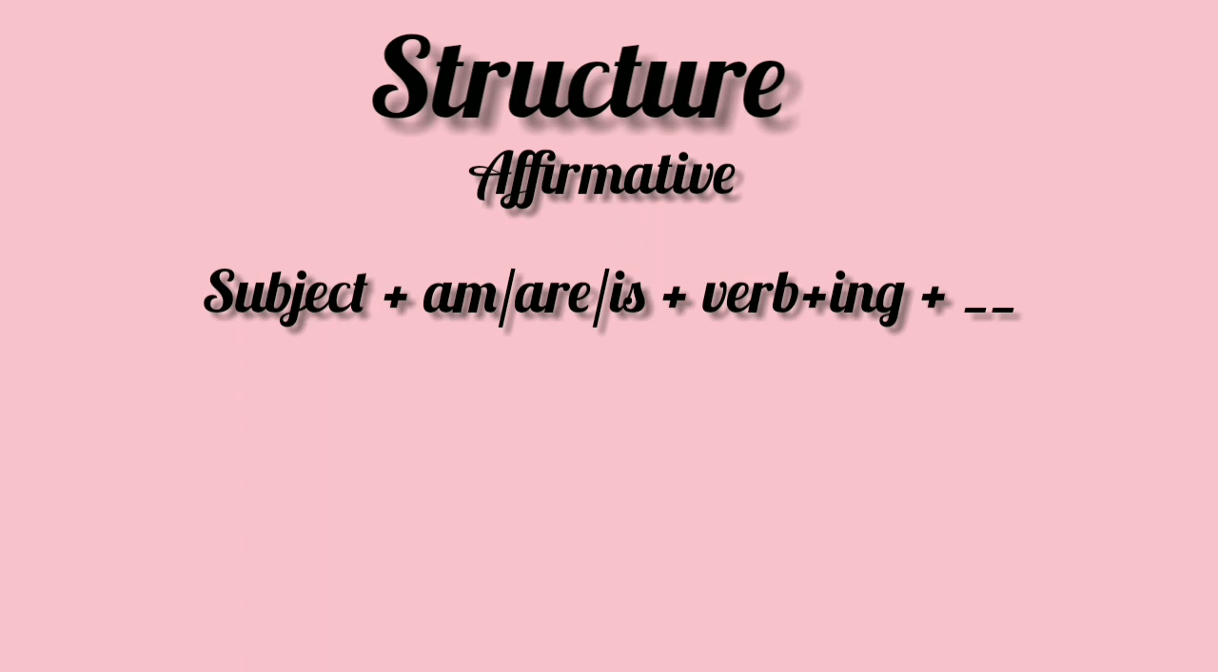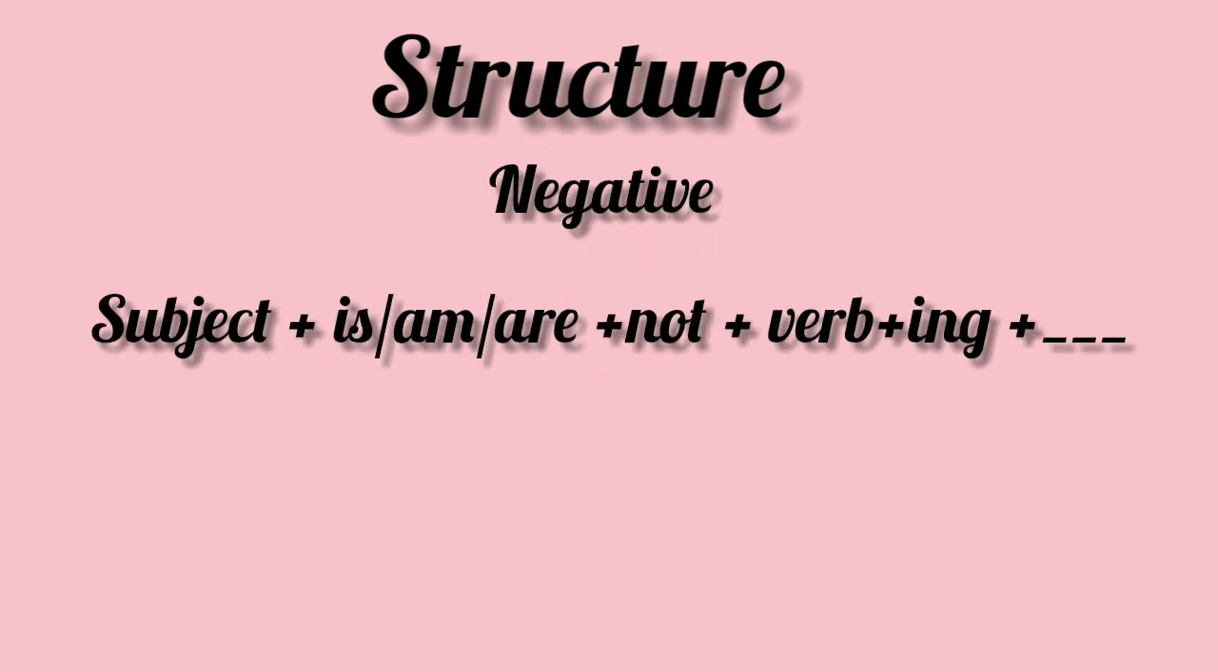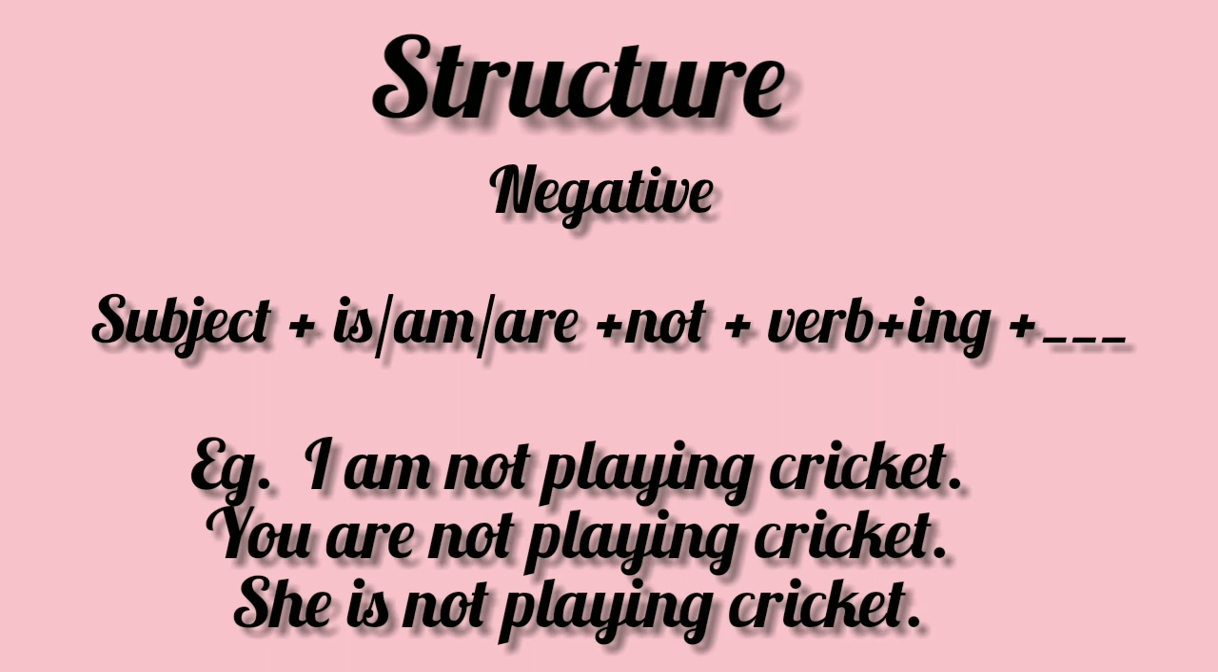The structure used for writing sentences in present continuous tense is, for affirmative, we use subject plus am or are or is depending on the person and the verb plus ing form. For example, I am playing cricket, you are playing cricket, and she is playing cricket. For negative, we add am, are, or is plus not and the verb with the ing form. For example, I am not playing cricket, you are not playing cricket, and she is not playing cricket.